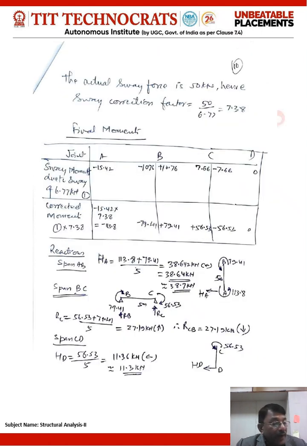Further, to find out the final value of the moment in the column and at the joint, again you have to make one observation table. Enter in the first row the value of moment at joints, which was initially computed as the sway value. Then multiply the values with the sway correction factor, which is the actually acting sway force of 50 kilonewton divided by the assumed sway force of 6.77 as computed earlier. So multiplying the values by 7.38, the final answer is listed in the last row of the table.